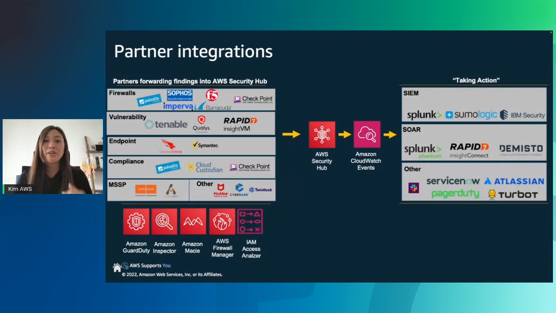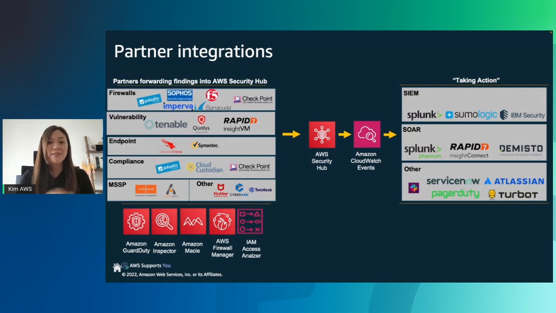AWS Firewall Manager is another service that automatically sends findings through into AWS Security Hub. Firewall Manager will tell you, for example, compliance type of things, such as if someone's changed a firewall rule within your AWS Web Application Firewall. You want to be notified of that as soon as possible, and that is directly integrated as well.